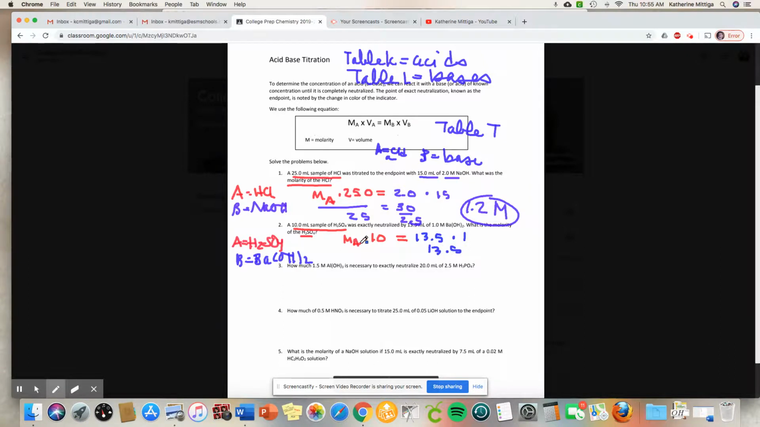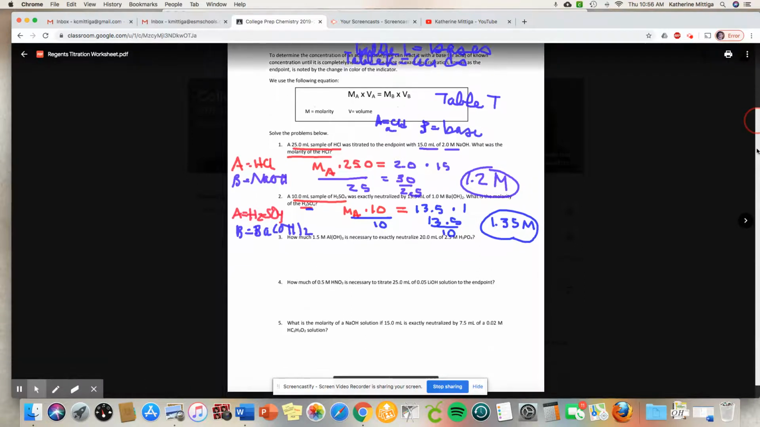And 10 times X. So let's just divide both sides by 10. And you get 1.35 molar. That is the molarity of your acid. Okay? Let's scooch this down a little bit.